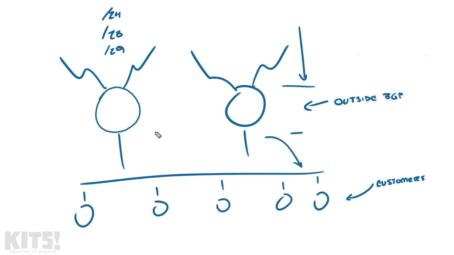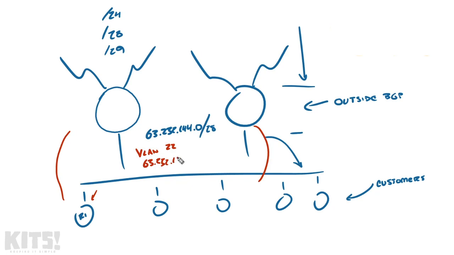So for example, I might take that 63.232.144.0 and break it into, let's just say a /28, a block of 16 addresses, and allocate it down here to router 1. What that means is I'll create a VLAN between these routers and this guy. Let's just call it VLAN 22. It'll use the IP addresses 63.232.144.0 through 15.